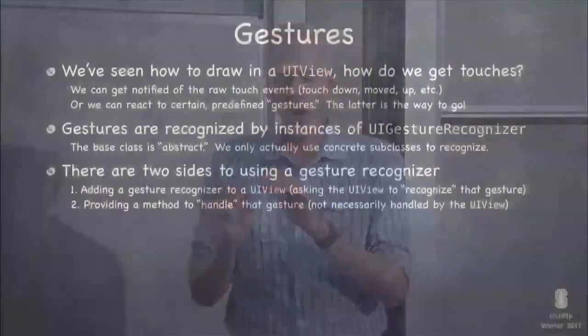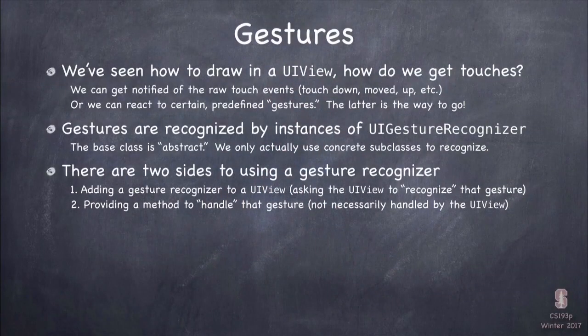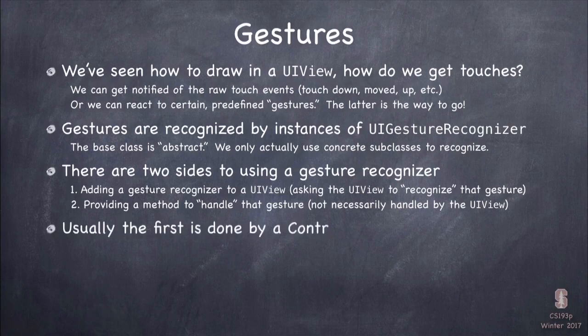Okay? Now, there are two parts to using a gesture recognizer here. One is you have to ask a UIView, please start recognizing this gesture, like a swipe or a pan or whatever. And then number two is when the recognizer does recognize it, it wants to call you back with what we call a gesture handler. So there's the recognizer that you add to a view, and then there's the handler. Anybody can be the handler, as you'll see. Almost always it's either the view itself or a controller, but anybody could be it.